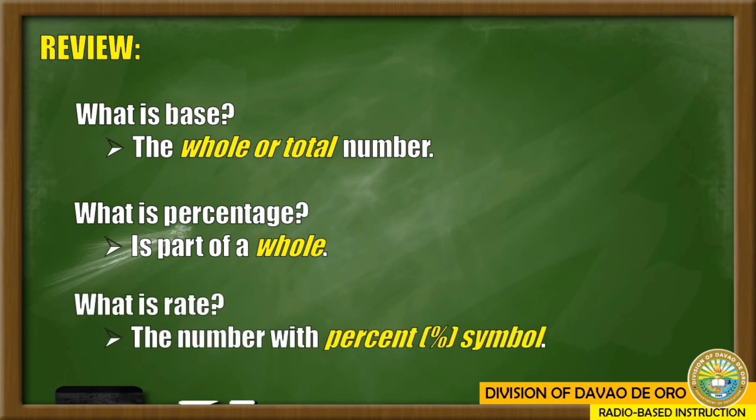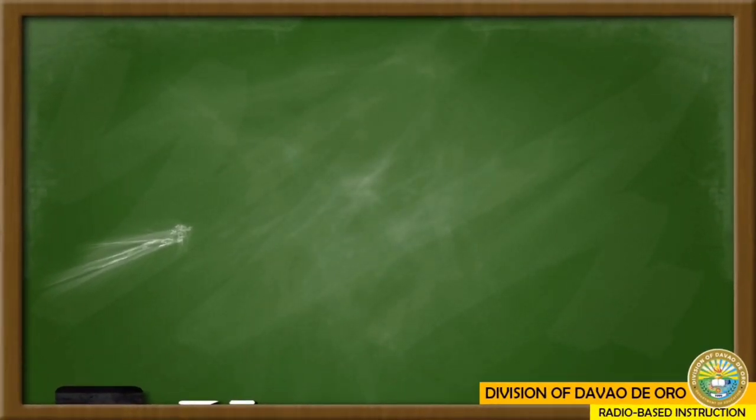Question number 3. What is rate? So, rate is the number with the percent symbol. So, circle slash small circle. That is a percent symbol. Understood? Good job. And we will have an example.